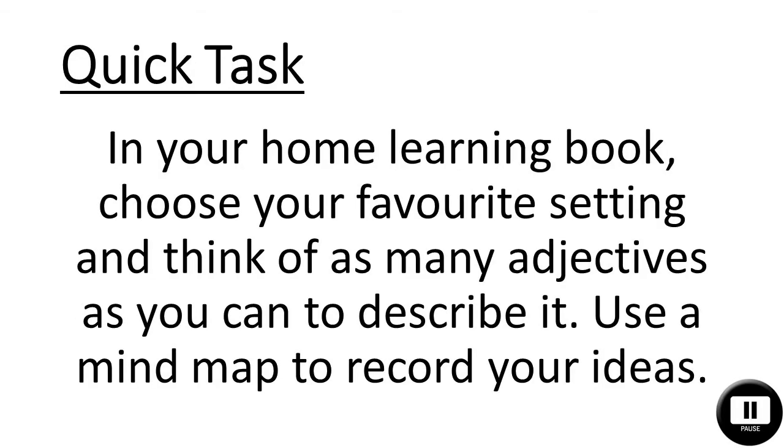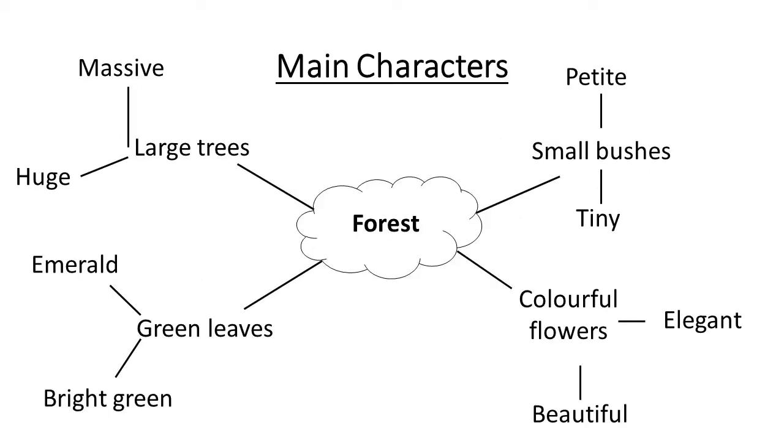Time for your next quick task. In your home learning book, choose your favourite setting and think of as many adjectives as you can to describe it. Use a mind map to record your ideas. Remember, adjectives are describing words. We've chosen to describe a forest. We thought the forest would have large trees, green leaves, small bushes, and colourful flowers.